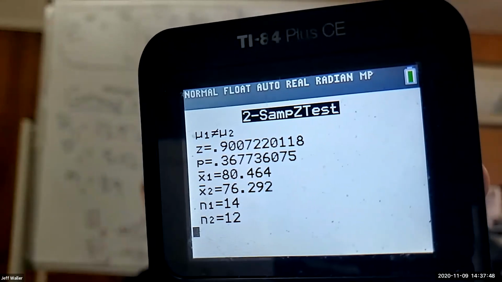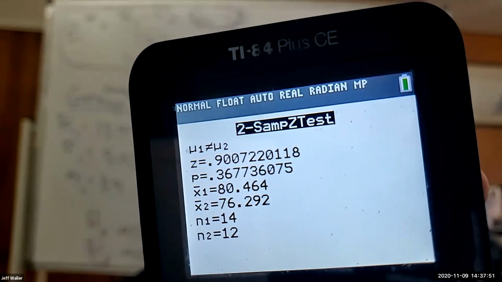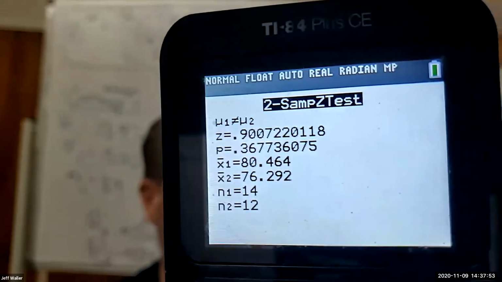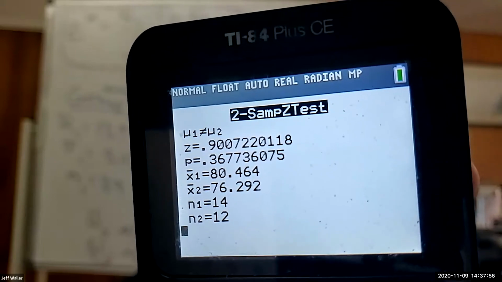Does that look familiar? The only thing that we didn't get was the p-value. But this is a place to check your p-value.